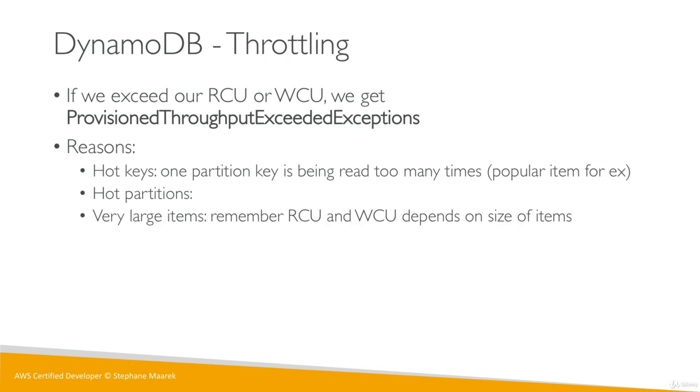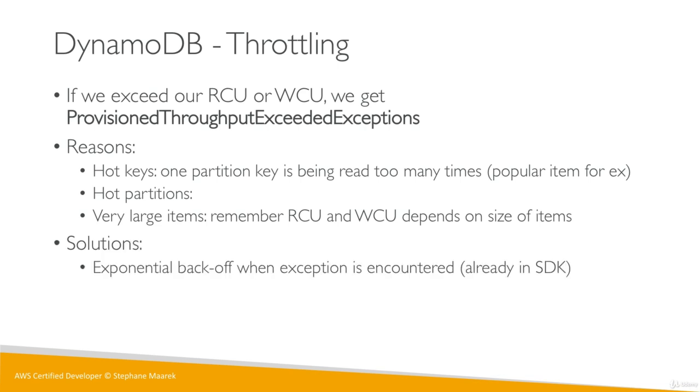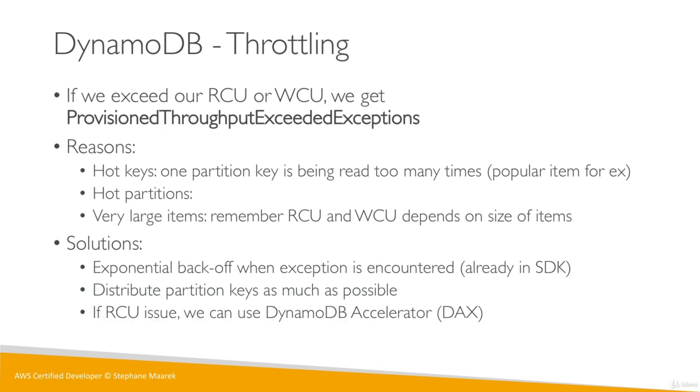So if, for example, you get a 400 kilobyte item, then you need to assign more RCU or more WCU. Solutions for these are exponential backoff when you get an exception, which is already included in the SDK if you use an SDK. And you need to distribute your partition key as much as possible. And finally, if it's an RCU issue, we'll see this in a future lecture, but we can use DynamoDB Accelerator called DAX, and it's basically a cache. So that's it for throughput, throttling, RCU, WCU. I hope that was helpful, and I will see you in the next lecture.